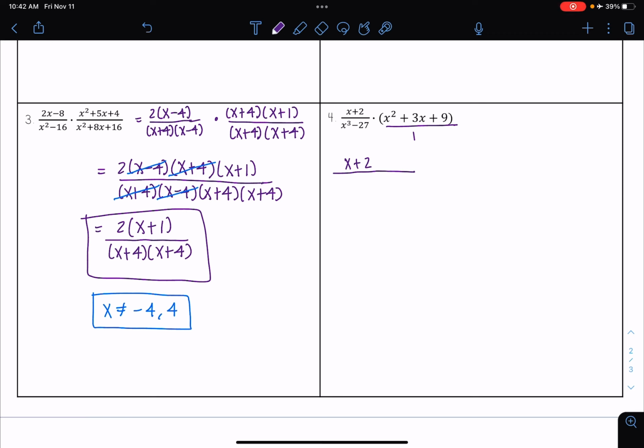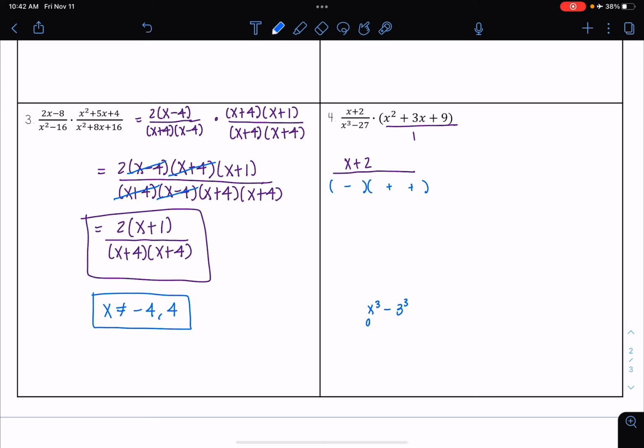X cubed minus 27, I see that this is a difference of cubes. And so I'm going to go ahead and just rewrite this. So I can think of this as x cubed minus 3 cubed. And when we factor that, remember our analogy of SOAP. So same, opposite, always positive. And so that was my signs that are going to be in there. So I have negative, opposite, positive, always positive.